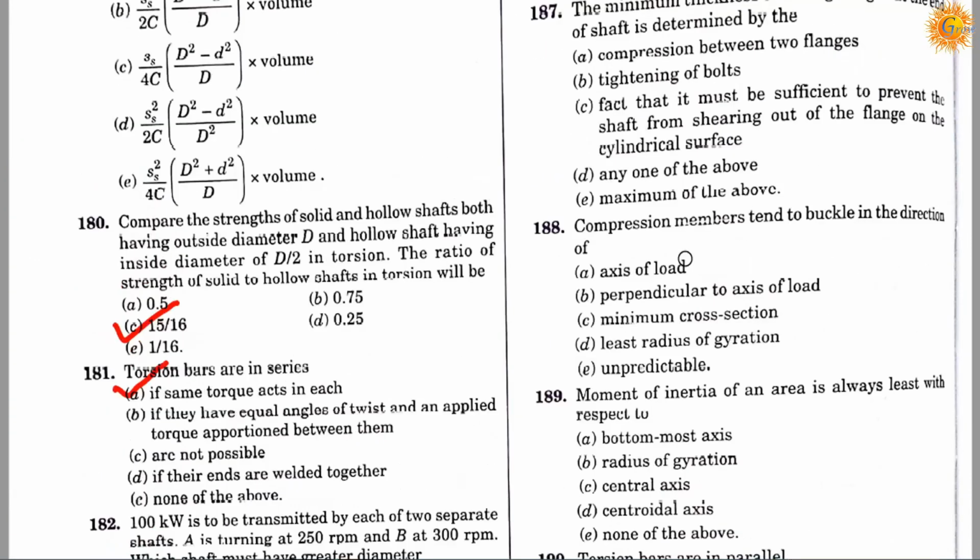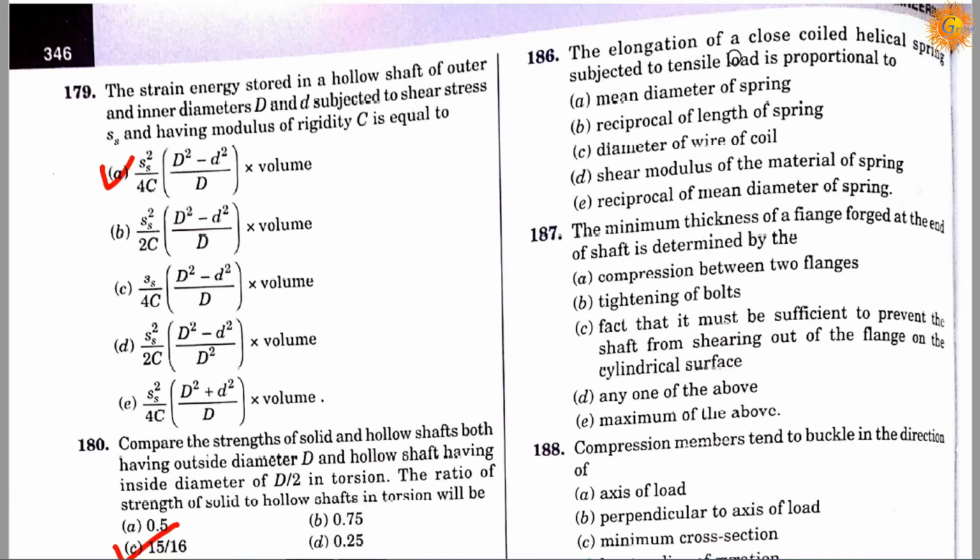Question number 186. The elongation of a closed coil helical spring subjected to tensile load is proportional to: option A, mean diameter of spring; option B, reciprocal of length of spring; option C, diameter of wire of coil; option D, shear modulus of the material of spring; option E, reciprocal of mean diameter of spring. The correct answer is A. It will be the mean diameter of spring.